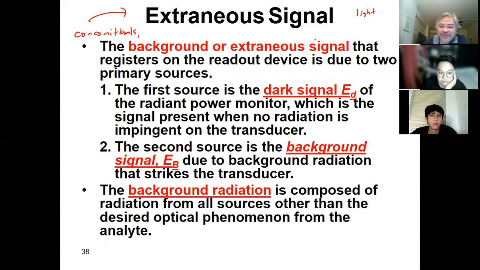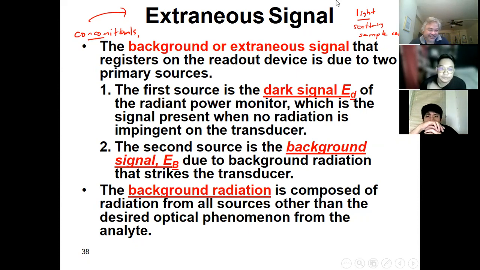Where else? Aside from light, where do you usually put your sample? Scattering, because of the cuvette. Okay. Scattering. Or the sample cell, especially if it's fluorescent. We usually put our cuvette in what? Nitric acid.